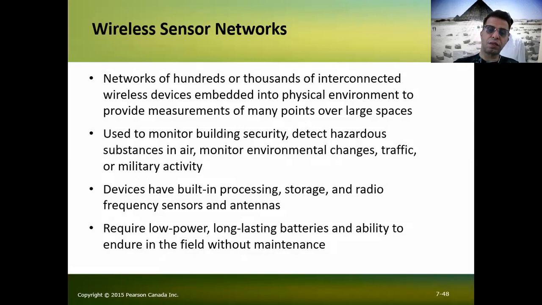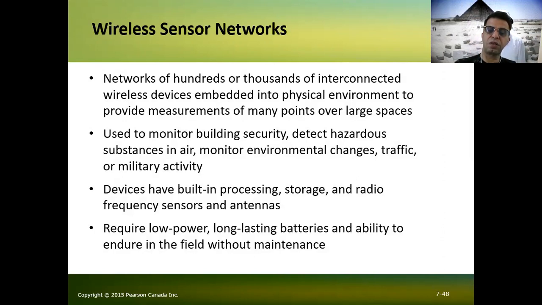So the wireless sensor network is different. In some houses, you see that there is a light in front of the door, and when you're passing, the light goes on. That's another type of wireless sensor network. These are networks of hundreds or thousands of interconnected wireless devices embedded into the physical environment, providing measurements at many points over large spaces. Like the red laser light in a 007 movie, he always jumps over it. If it hits it, it beeps. This is the wireless sensor network.